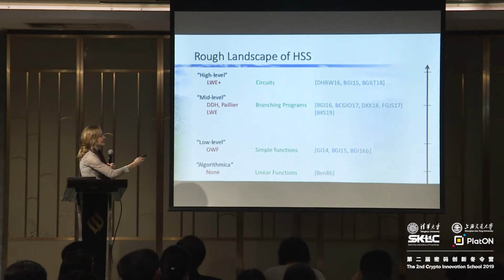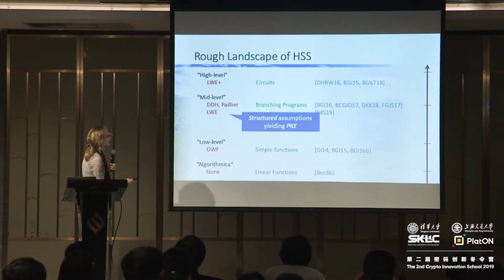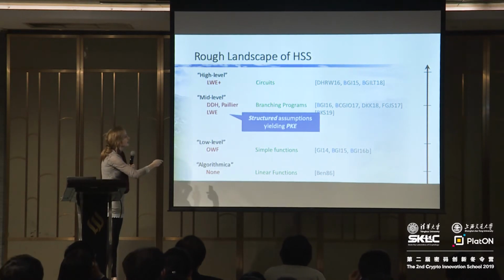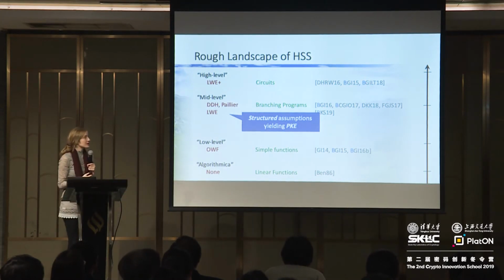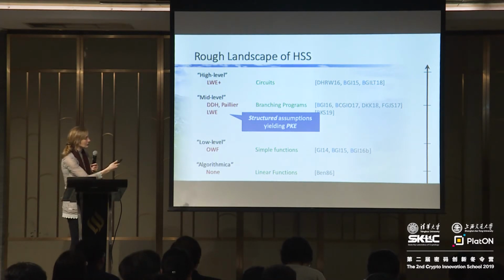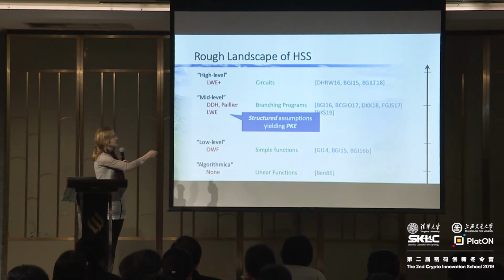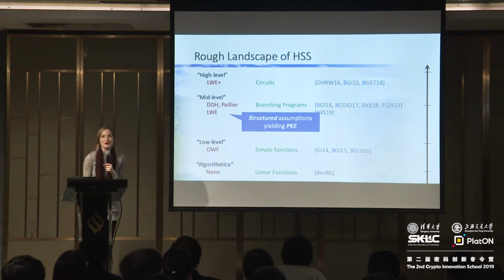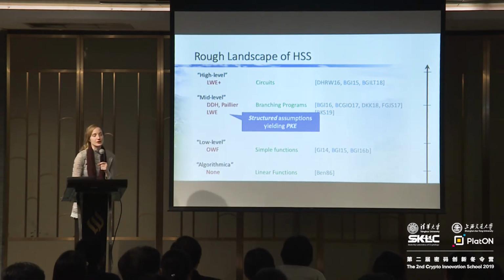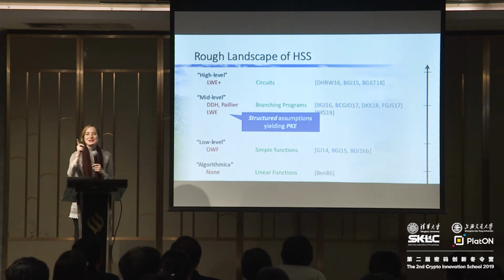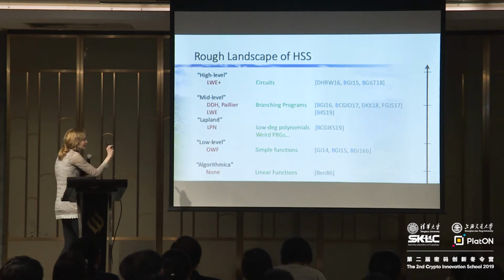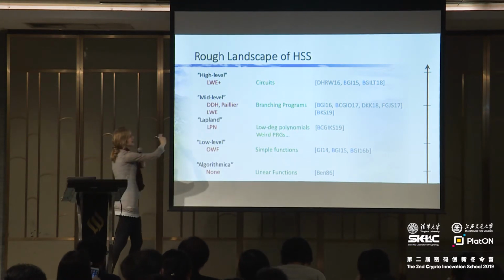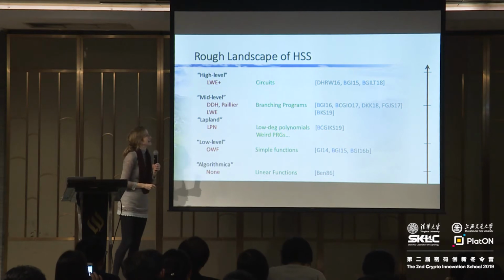Okay, so here, this is in some sort of mid-level. If you're not familiar with all of these, don't worry. These are all structured assumptions that each of them individually we happen to know imply public key encryption. So, for example, DDH, decisional Diffie-Hellman, is related to partition discrete log. And LWE, you should know by now.